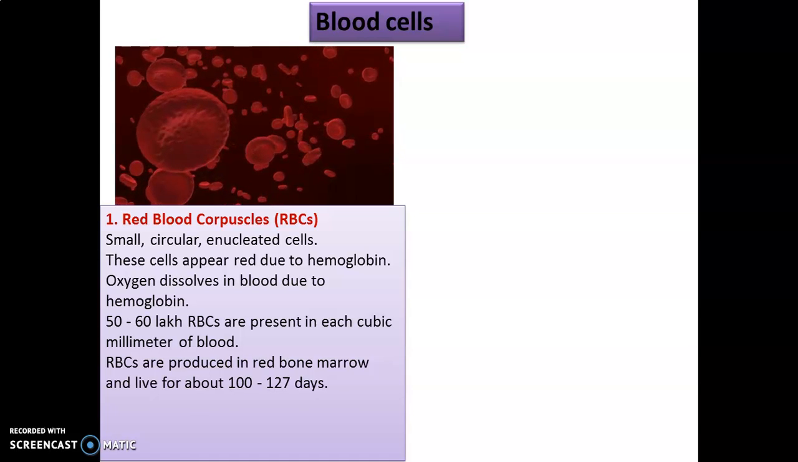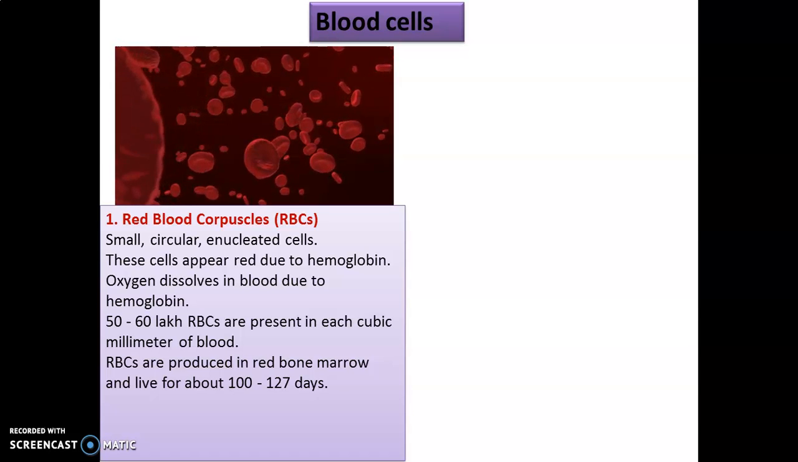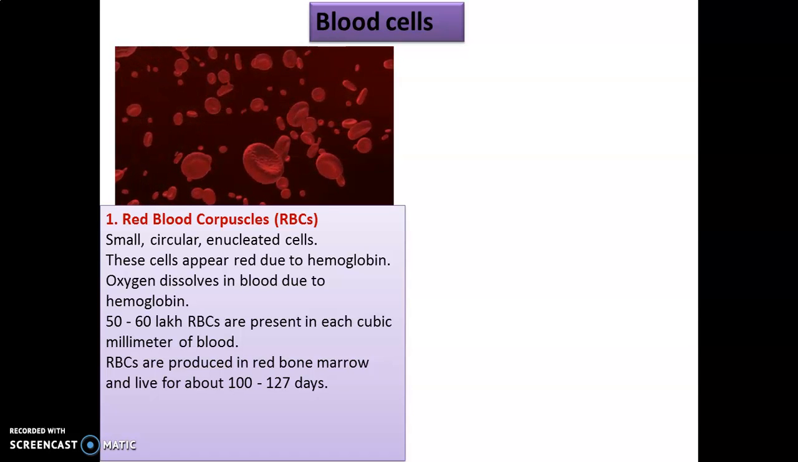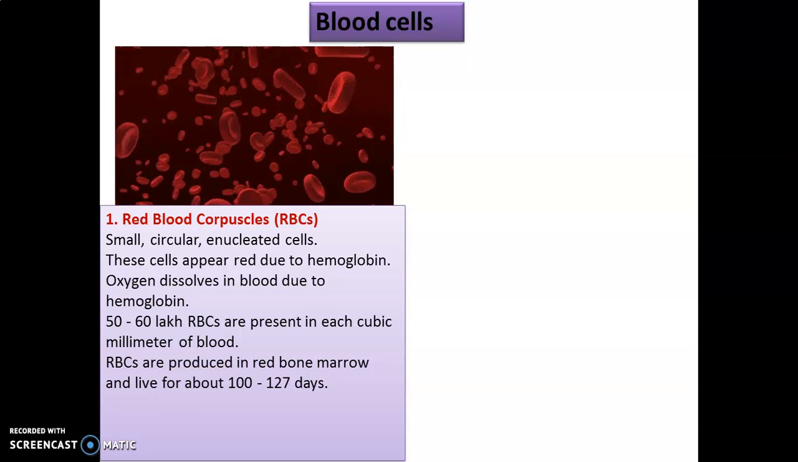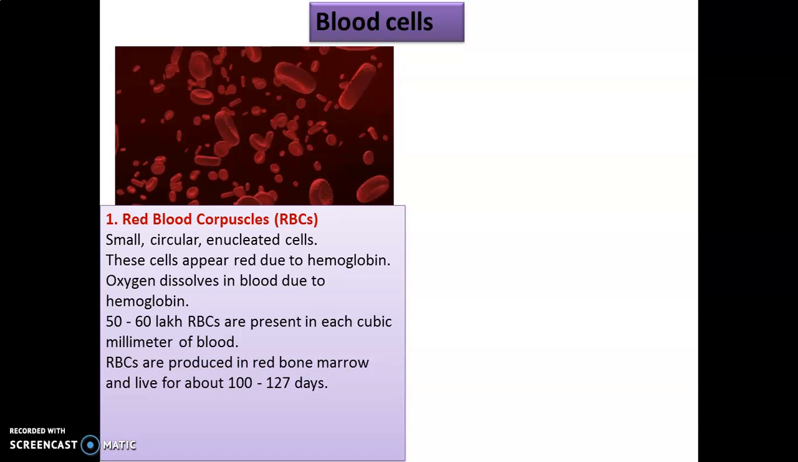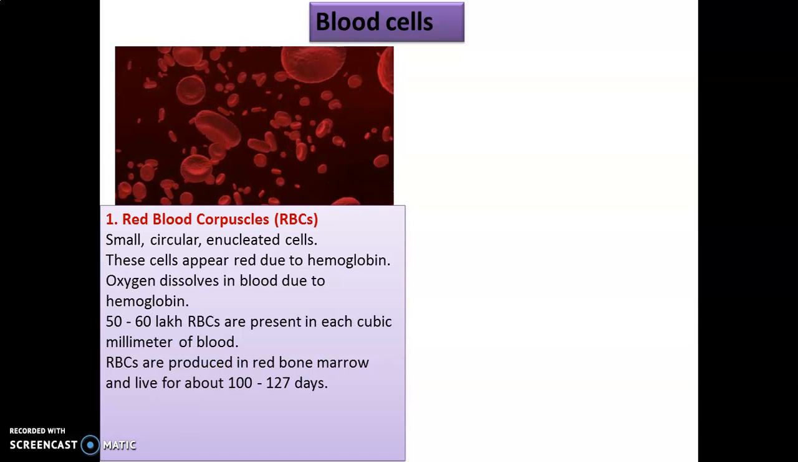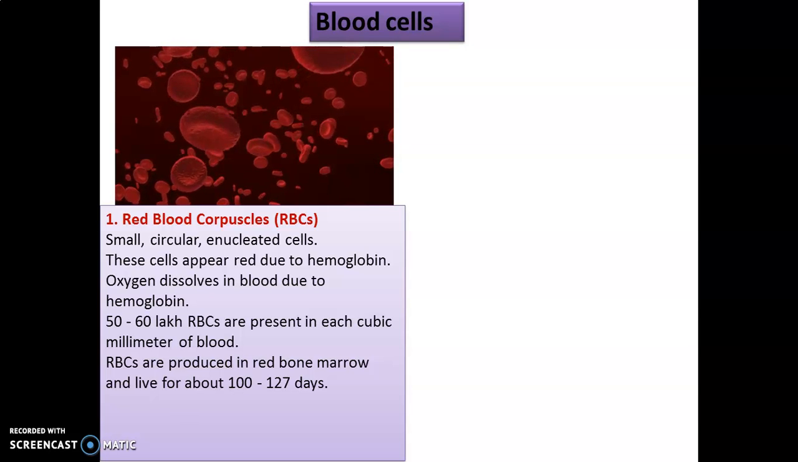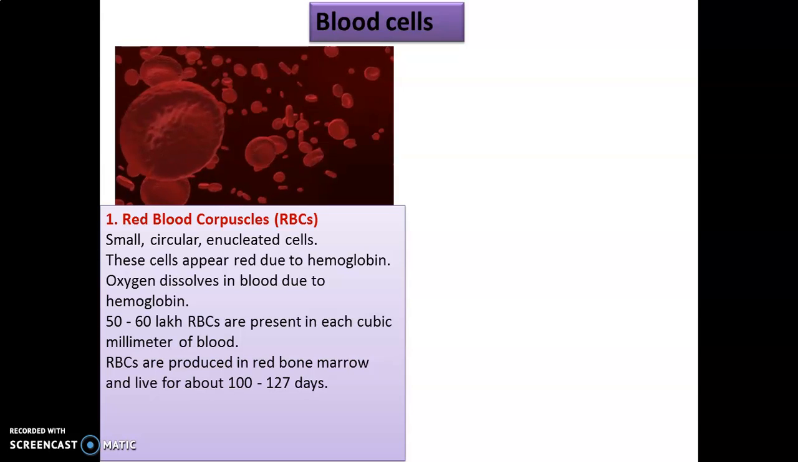RBCs are produced in the red bone marrow and live for about 100 to 127 days. And they do not have a nucleus, so they cannot reproduce themselves. So for red blood corpuscles, the hemoglobin is very important, because hemoglobin helps to take oxygen throughout the body.